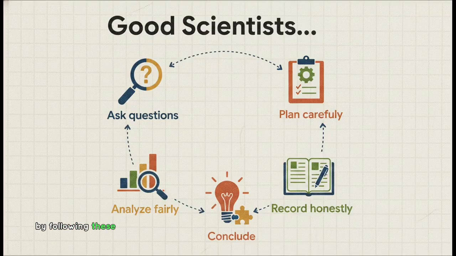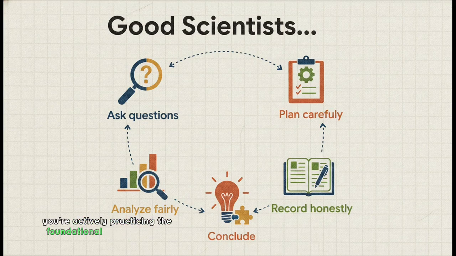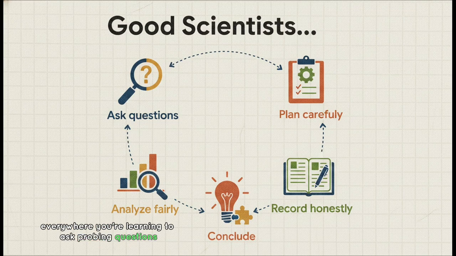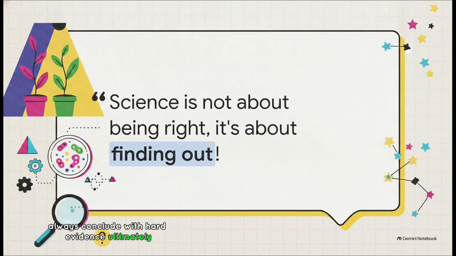By following these 6 structured steps, from your very first question to your final conclusion, you're doing much more than just a project. You're actively practicing the foundational habits of good scientists everywhere. You're learning to ask probing questions, plan your actions carefully, record your data honestly, analyze fairly, and always, always conclude with hard evidence. Ultimately, as we wrap up, I want you to remember this deeply empowering takeaway from our investigation today. Science is not about being right, it's about finding out.